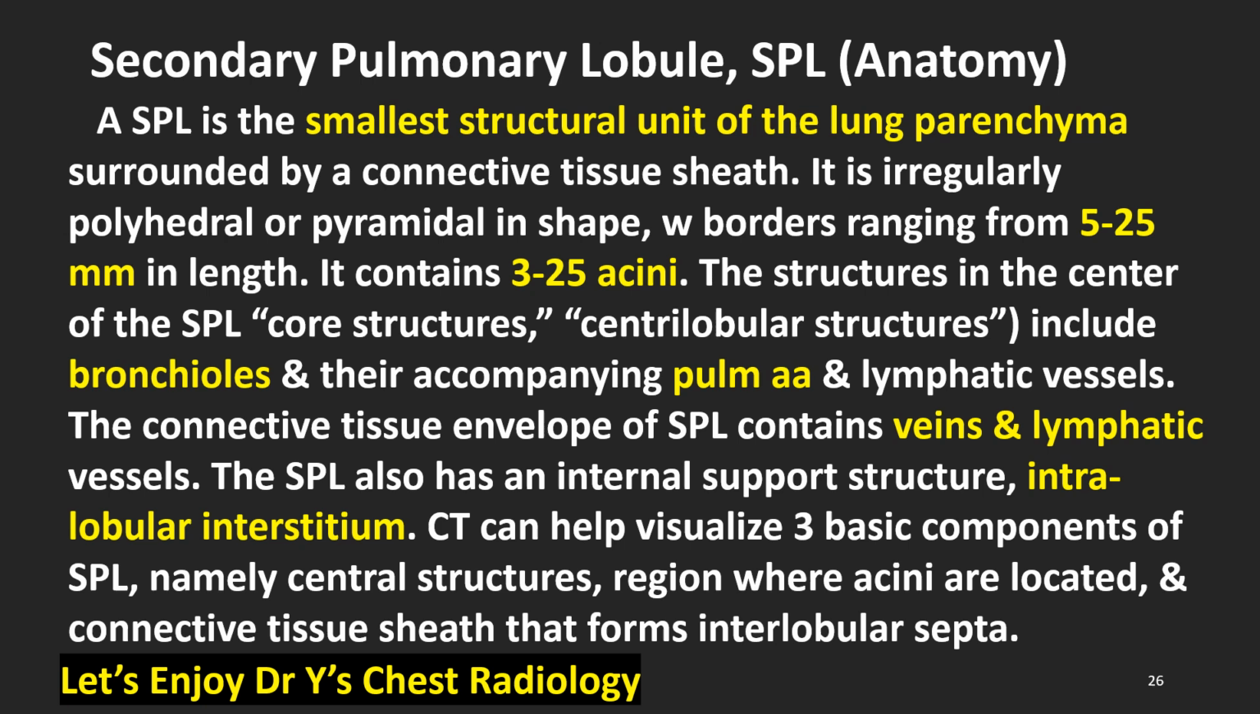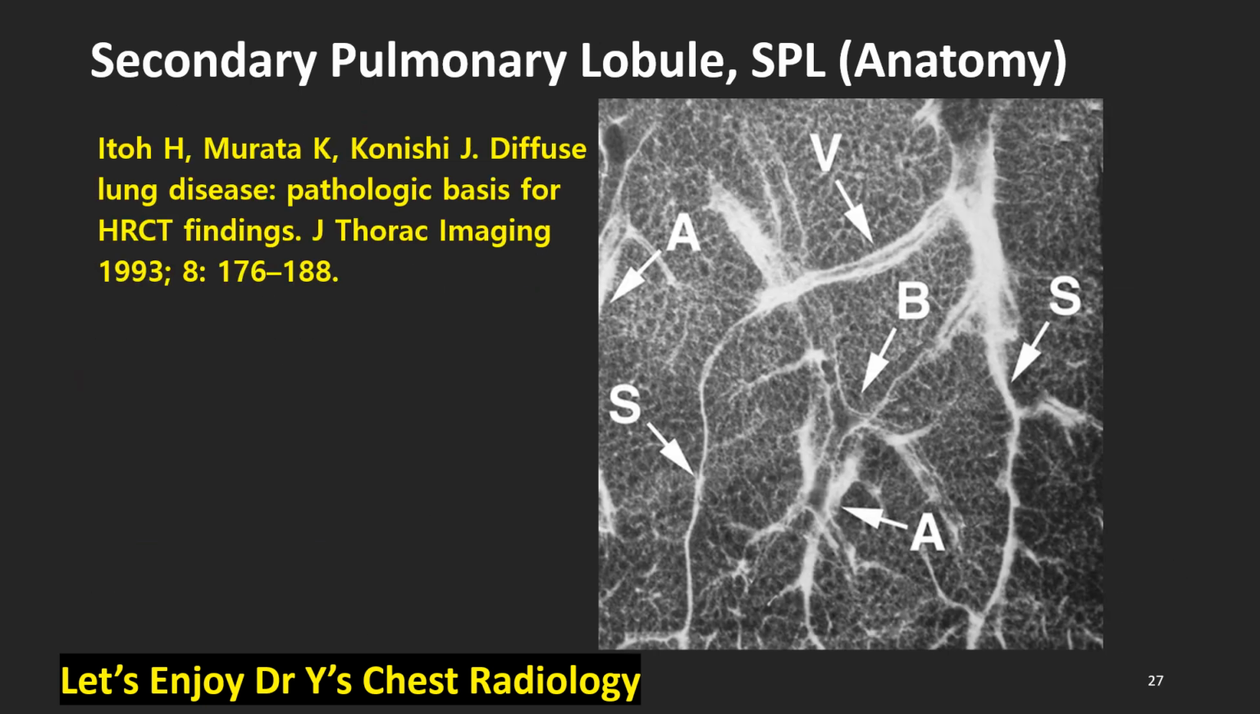CT can help visualize the three basic components of the secondary pulmonary lobule, namely central structures, the region where acini are located, and connective tissue sheaths that form interlobular septa. If you want to know more about the secondary pulmonary lobule, please refer to this paper, Itoh Harumi et al., Diffuse Lung Disease, Pathologic Basis for HRCT Findings, Journal of Thoracic Imaging, 1993, Volume 8.